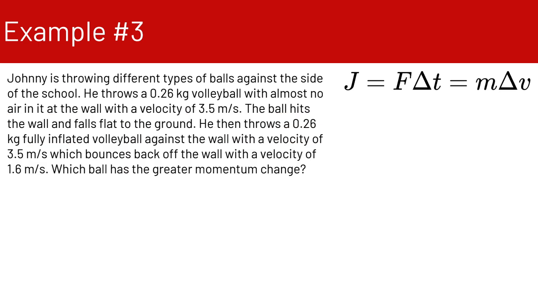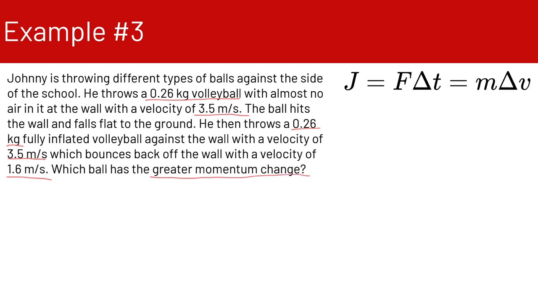All right, example number 3. So Johnny is throwing different types of balls against the side of the school. He throws a 0.26 kilogram volleyball with almost no air in it at the wall with a velocity of 3.5 meters per second. The ball hits the wall and falls flat to the ground, so no bouncing back. He then throws a 0.26 kilogram fully inflated volleyball against the wall with a velocity of 3.5 meters per second, which bounces back off the wall with a velocity of 1.6 meters per second. So we want to know which ball has the greater momentum change.